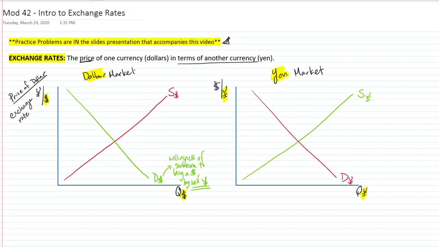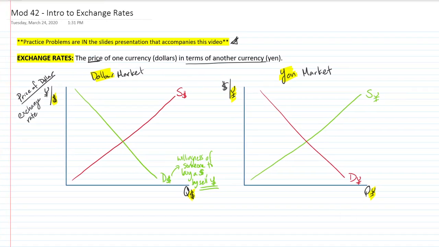If the demand curve of dollars here was to shift to the right, and we can do that really quickly and then I'll erase it, right? Someone is more willing to buy dollars. Well, the only way they could be more willing to buy dollars is if they were more willing to sell yen. Well, selling yen sounds like the supply of yen, right?